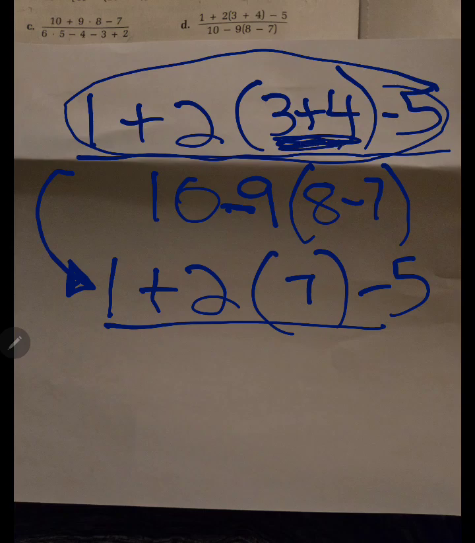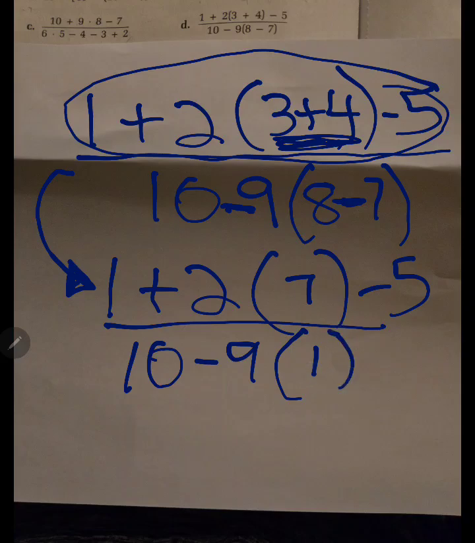Again, I'm going to encourage you to do those steps. 10 minus 9 is what? Oh, no, we don't want to do that first. We want to do this first, right? What's 8 minus 7? 8 minus 7 is 1. So let's go ahead and write 10 minus 9. And in the parentheses, what are we going to write? Well, what's 8 minus 7? 8 minus 7 is 1.